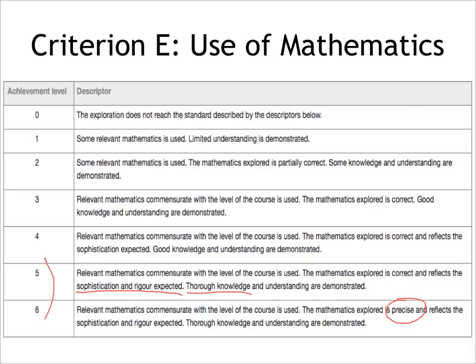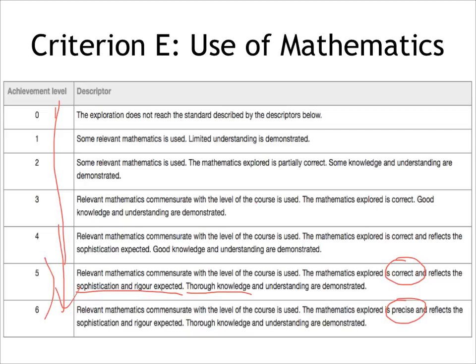I'm going to talk about precise on the next page, but notice that there's a difference between correct and precise. Also note that, remember, you have to work from level 0 all the way up. If your mathematics is correct, but it's not commensurate with the level of the course, you're not getting up to levels 5 and 6. You're staying wherever it is that it's not very good.